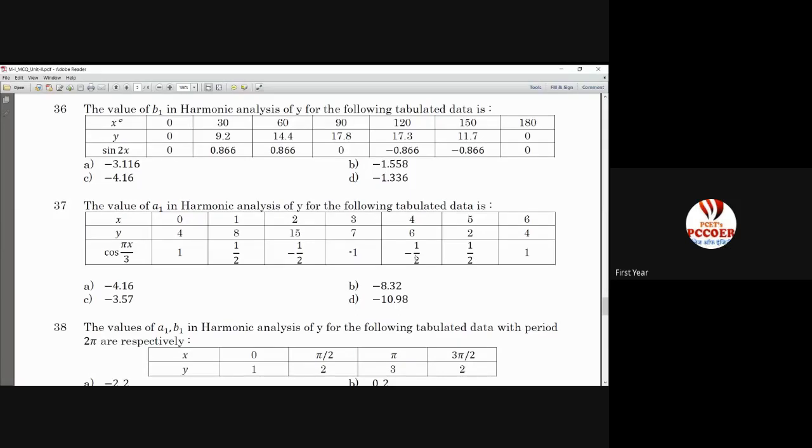6 into minus 3, minus half is minus 3. This is minus 7 and this is minus 7.5. So minus 14.5 and minus 3 is minus 17.5. Plus 9 turns out to be minus 8.5. And divide by 3 turns out to be minus 2.833.